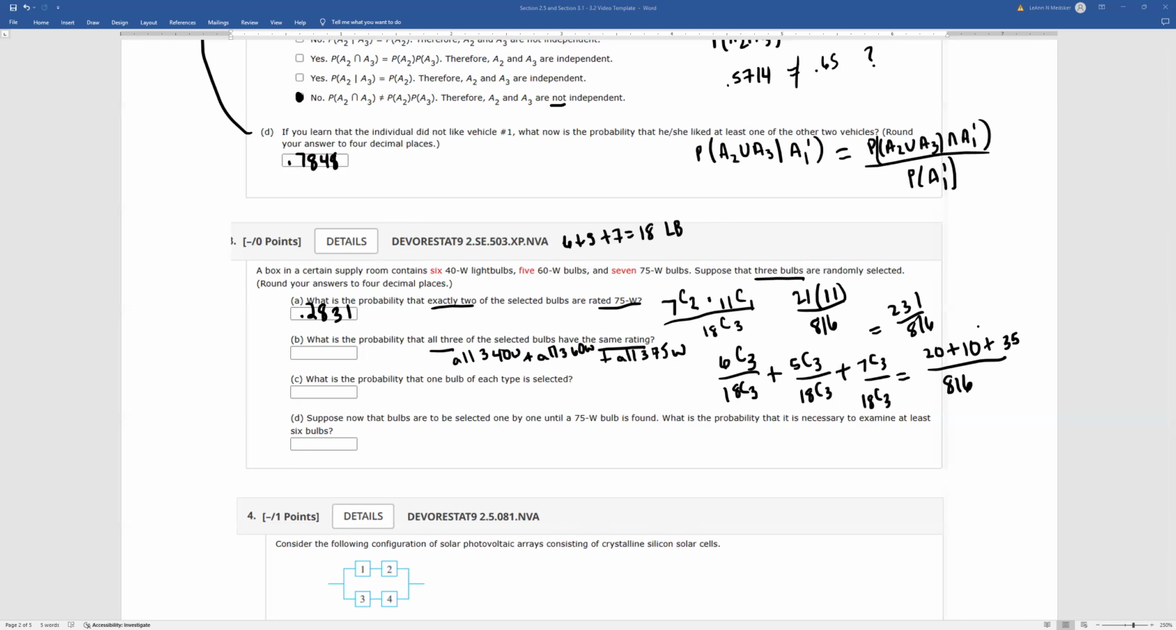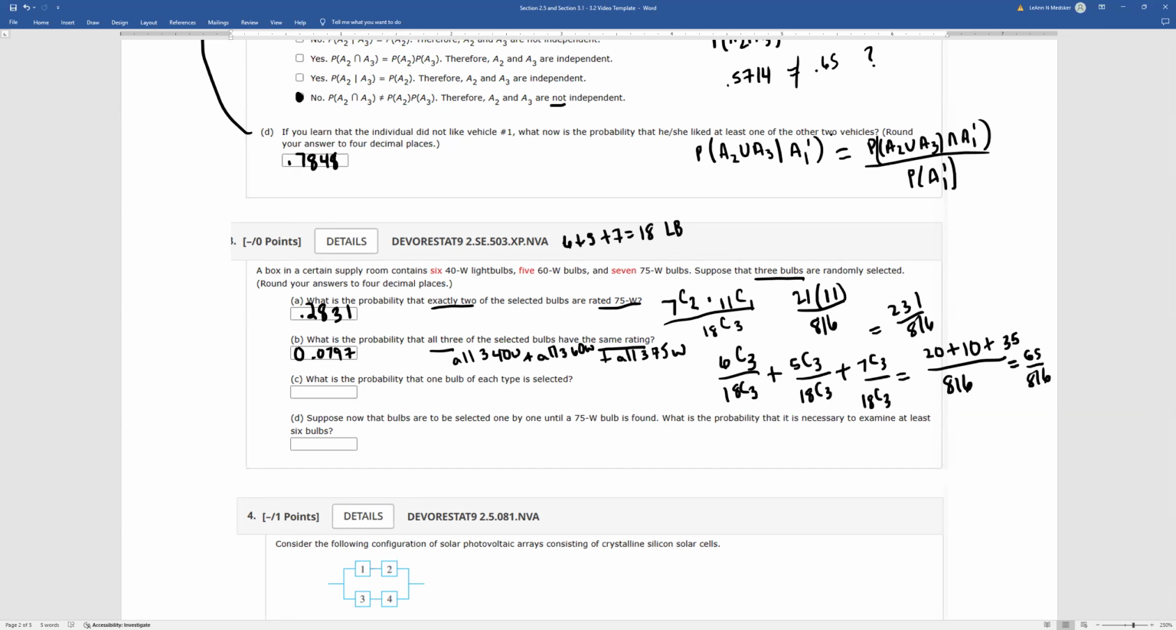So that's 65 over 816. And then we'll turn that into a decimal since that's what they wanted in the directions. That is 0.0797. Okay.